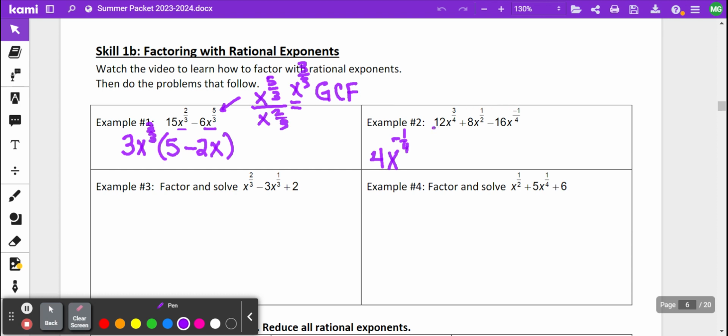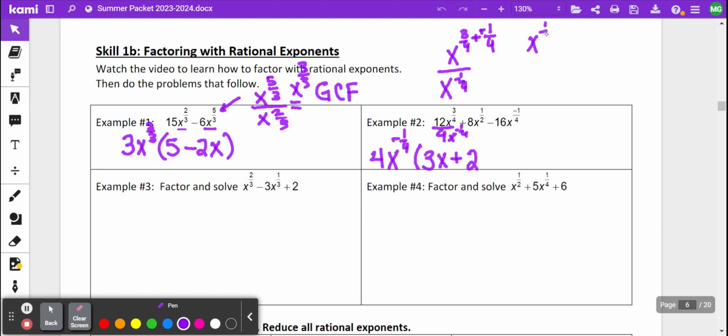So now we have to think about, okay, if I'm dividing each of these by 4x to the negative 1/4, 12 divided by 4 is 3. x to the 3/4 divided by x to the negative 1/4. Remember, you subtract the exponents. So we get 3/4 plus 1/4, which is 4/4, which is just 1. So x to the first. Then we have 8 divided by 4 is 2.